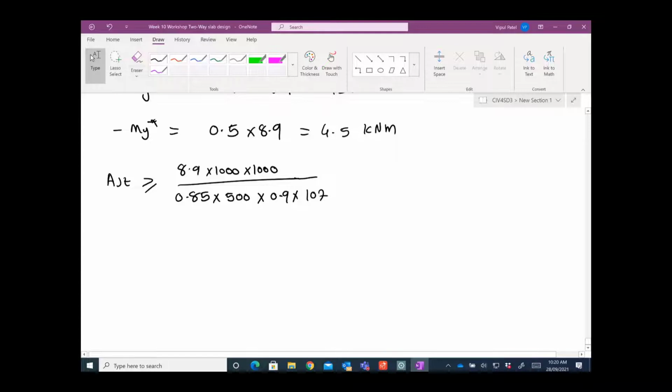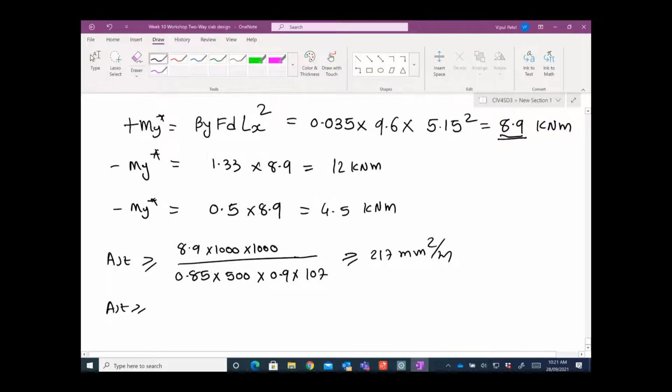So you get 217. Let me check whether I'm going in the right direction. 217, I think that should be okay. So you have 217 millimeters squared per meter. Similarly, we use this 8.9, and instead of that, we use 12.